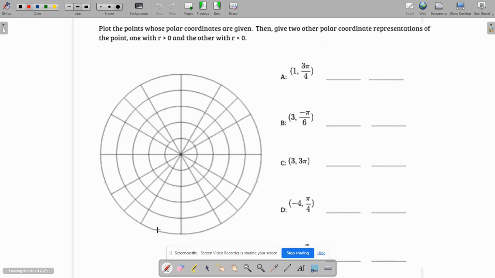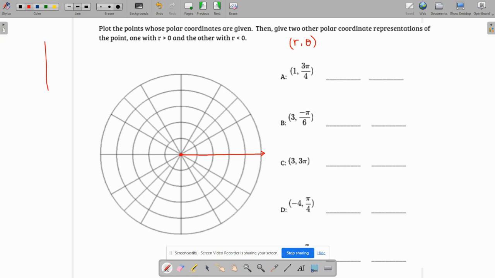So let's look at some examples and it's going to make more sense. We want to plot these different points on this coordinate plane, and then we're going to give two other polar coordinate representations of the same point. One where r is greater than 0 and one where r is less than 0. And this is going to make more sense here in a minute. So let's work through a couple of these. Remember that your point is r, theta. So here is your pole or the origin. Here is that polar axis, the horizontal ray that goes out this way. And this is going to come into play when we're talking about what our angles are. And then each of these circles has a radius of 1 unless specified.